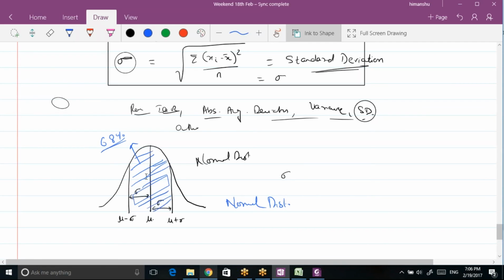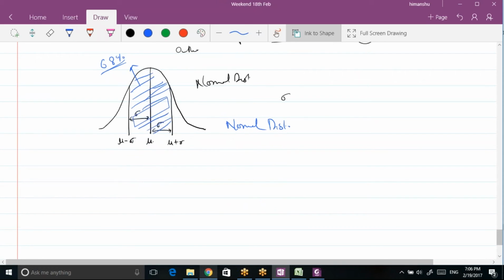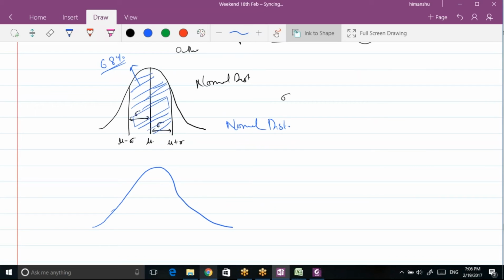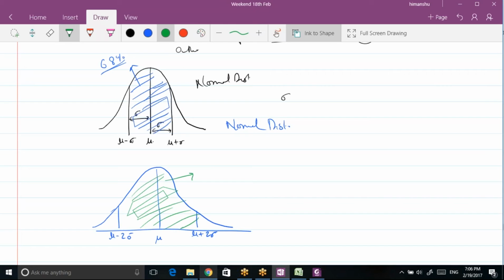This we are going to verify in the later chapters. And suppose I go 2 sigma away from the mean, mu minus 2 sigma to mu plus 2 sigma. This is my mu. This area now is 95%.